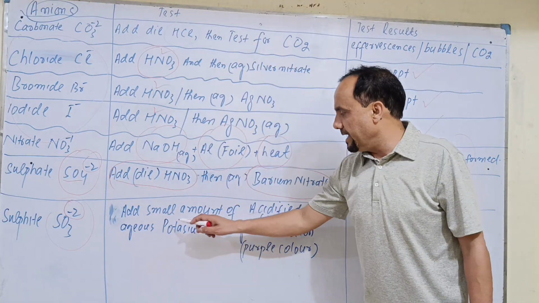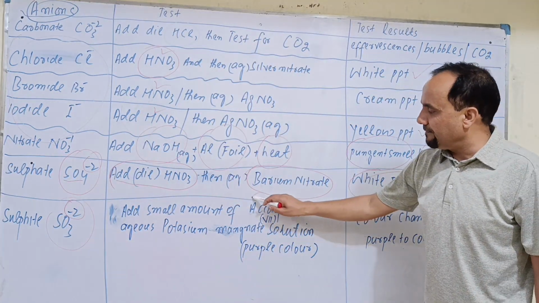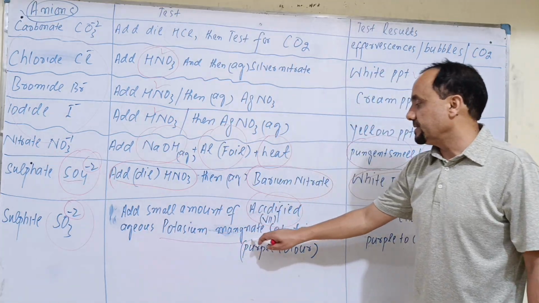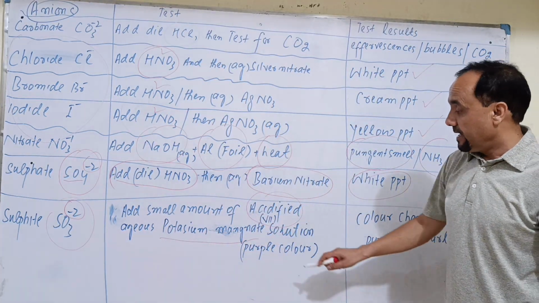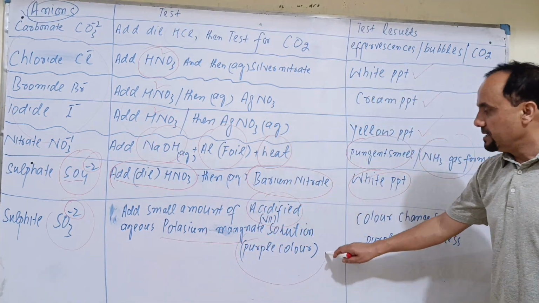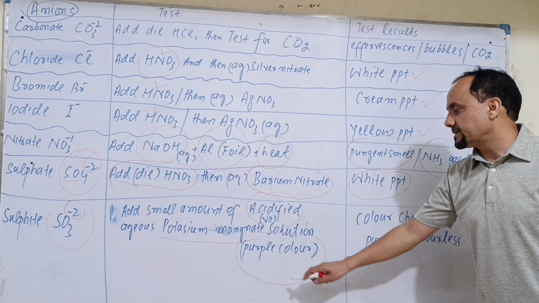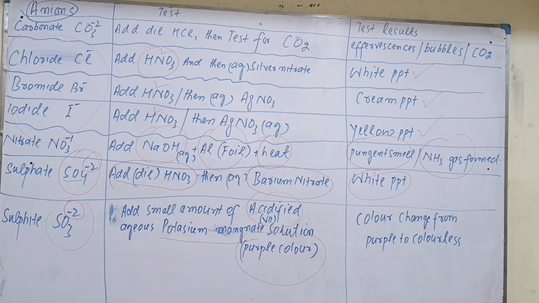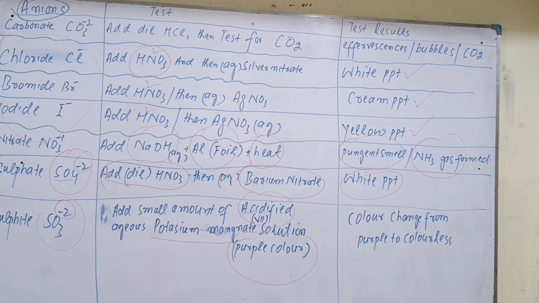For sulfite, we add a small amount of acidified potassium manganate. This is an oxidizing agent, and the original color of potassium manganate solution is purple. If sulfite ion is present, the color will change from purple to a colorless solution.